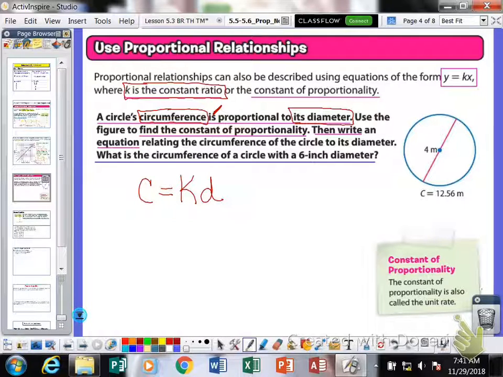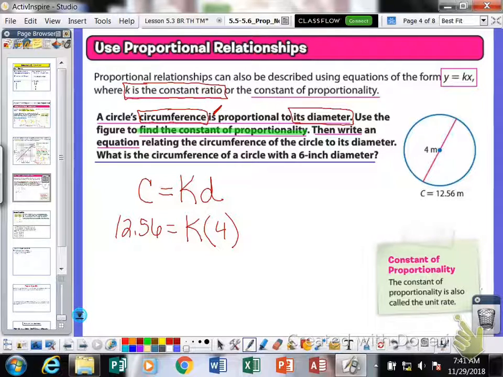Okay, so what do we know in the picture? In the picture we have the circumference, so we're going to substitute now. We're going to substitute 12.56 in for C. We don't know the constant, because what is it saying? If I go back to my directions, it says find the constant of proportionality. So we need to find that. So K, we leave as K, times the diameter, which is 4.